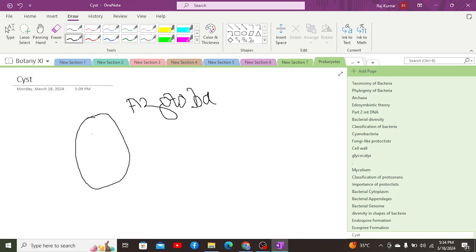Now, a cyst is formed whenever there is a deposition of a thick cell wall around the bacterial cell, due to which the bacterial cell is covered from outside with a thick protective coating, which forms a structure known as a cyst. And that process of formation of cyst is known as encystment.